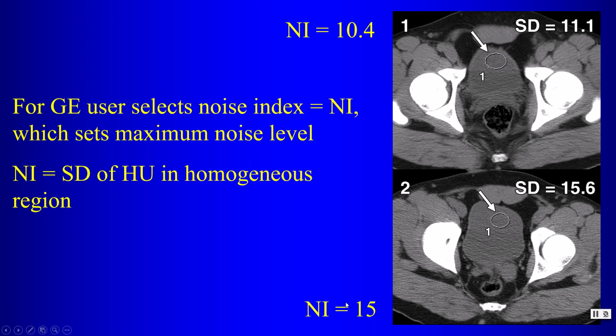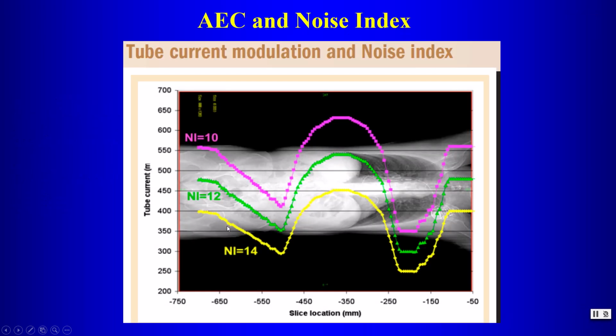Here, where the noise index was set to 15, a higher value, you would expect more noise in this image. Here the standard deviation is a little bit above 15, almost 16, as you would expect. So for your preset protocols, you select the noise index depending on what parts of the body you're looking at and what your desire is in terms of image quality, realizing that there is this trade-off: as you decrease the noise index to improve your image quality, you are increasing the dose within that particular protocol.